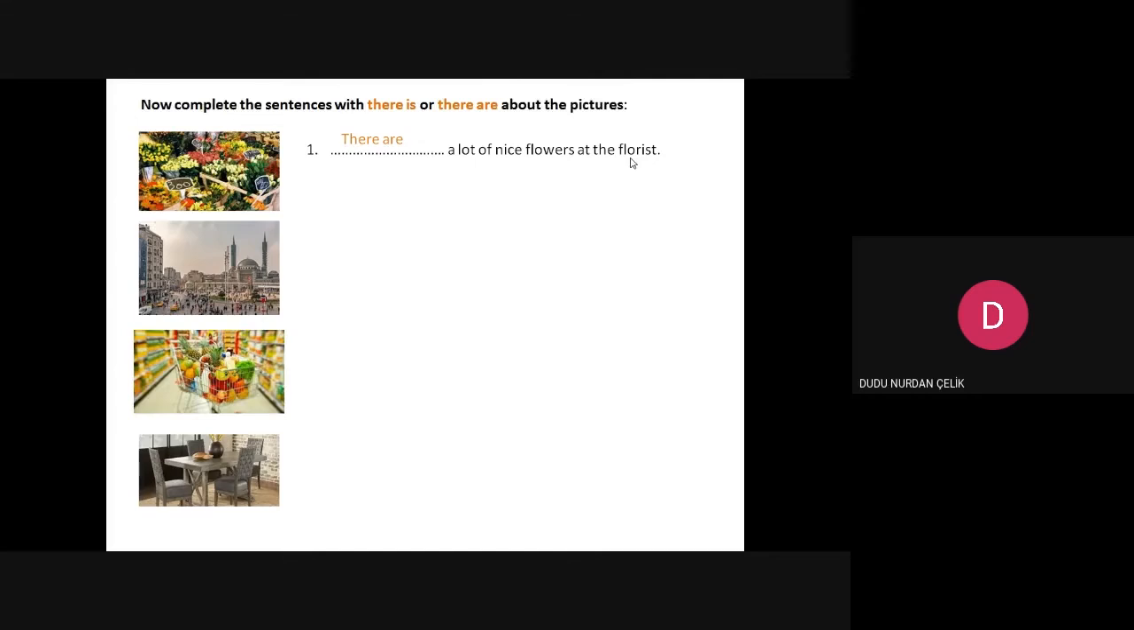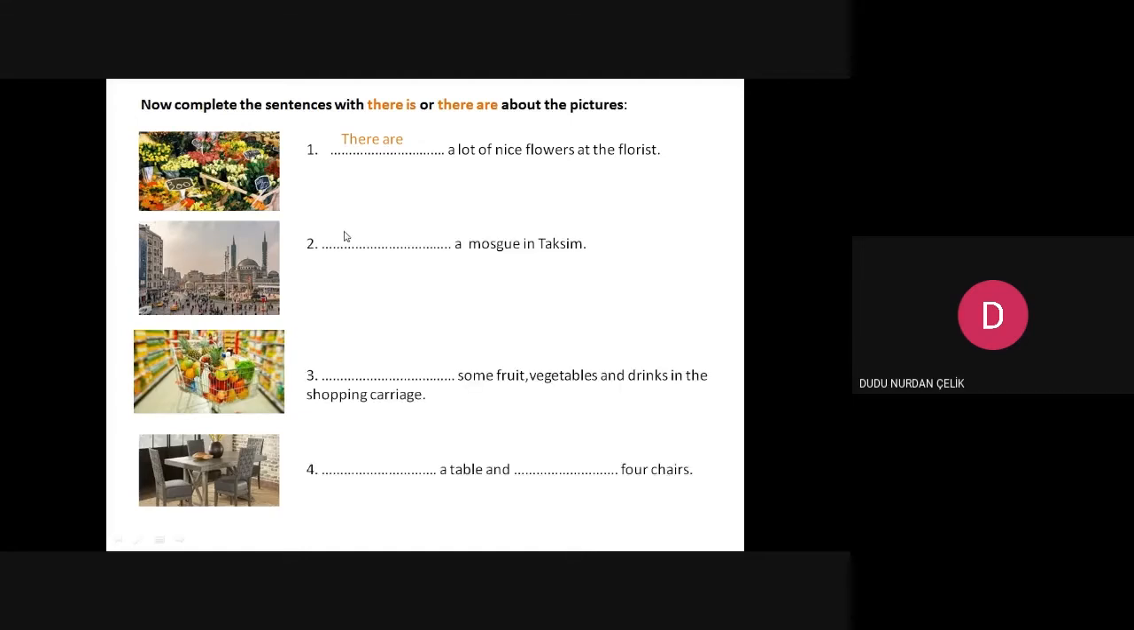Got it? The second picture, this is Taksim Square in Istanbul. Look, a mosque. Let's say the mosque's existence in Taksim. How can you say it? We can say a mosque in Taksim. Okay? Then let's see. There is a mosque in Taksim.